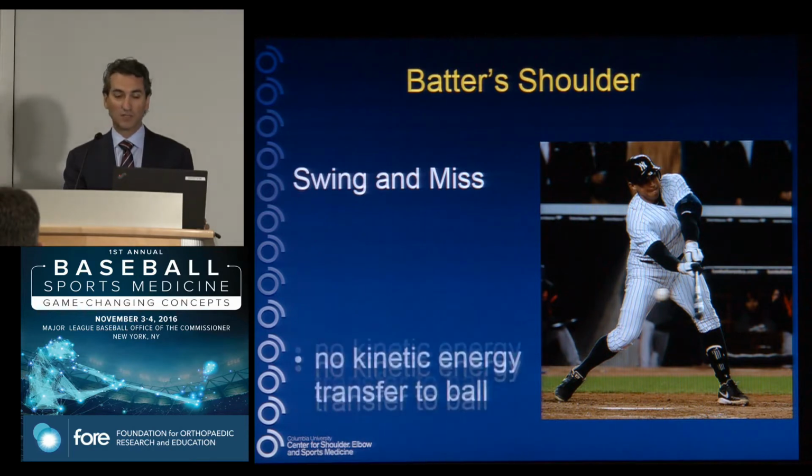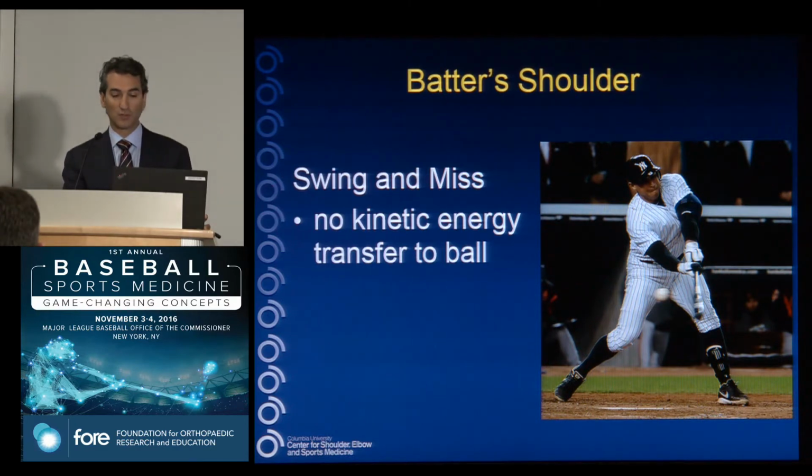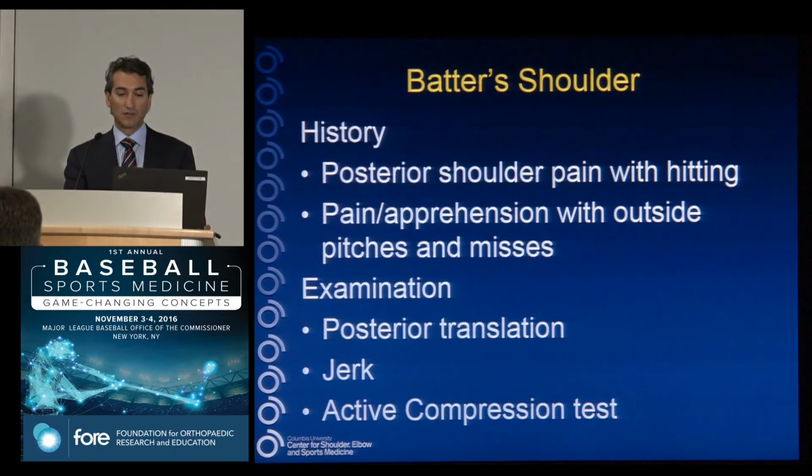And then swing and miss. You swing and you miss, and you don't have any energy transfer to the ball. There's going to be more energy that goes through the glenohumeral joint, so those are going to be a problem. So posterior shoulder pain that occurs with hitting is typically related to the posterior labrum and posterior instability. And players will even say it's these outside pitches that I can't get to, or when I swing and miss, that's when I feel it.